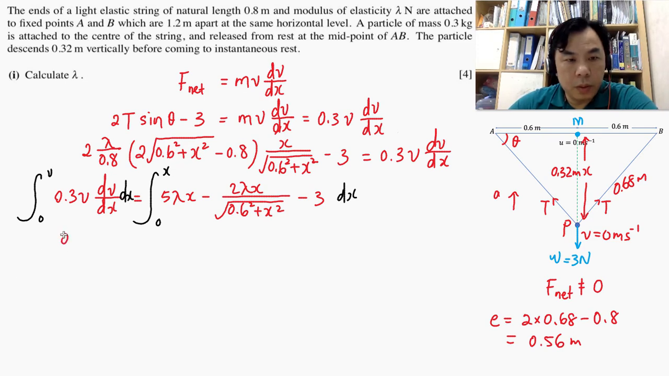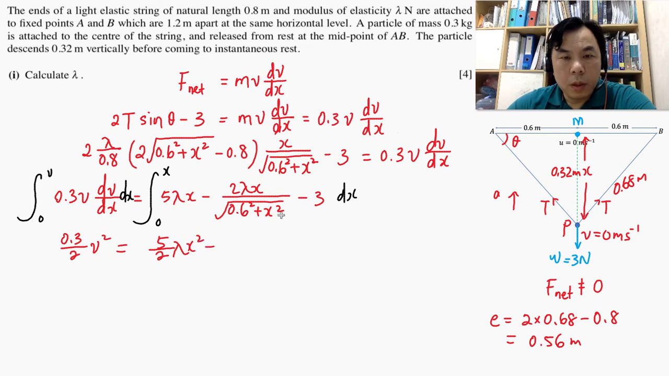Let me rewrite that properly. Then we will get this. And then, of course, this part you have to help yourself with the integration. You have to use substitution in this case to integrate this. Therefore, we will end up with this. Okay, and then finally, we have this one here. And then don't forget, we also need to include the zero.